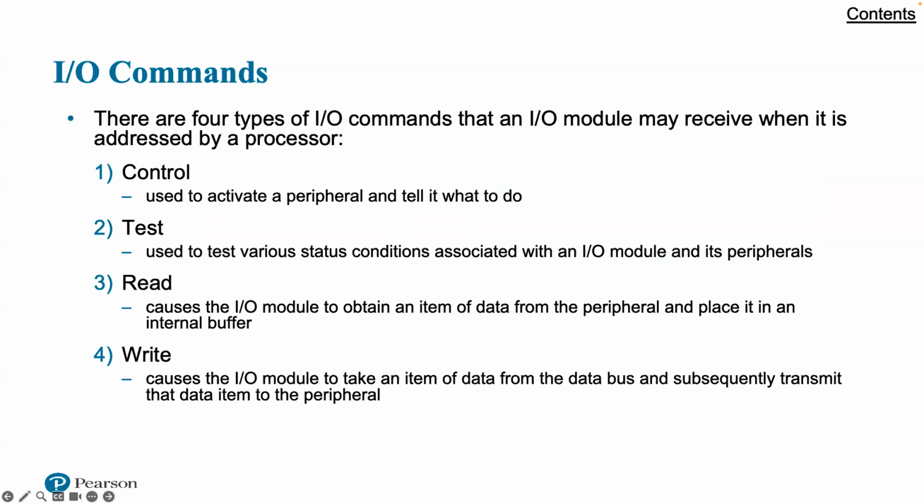So let's talk about I/O commands. To execute an I/O related instruction, the processor issues an address, specifying a particular I/O module and external device, and an I/O command. There are four types of I/O commands that an I/O module may receive when it is addressed by a processor. First, control, used to activate a peripheral and tell it what to do. For example, a magnetic tape unit may be instructed to rewind or to move forward one record. These commands are tailored to a particular type of peripheral device.